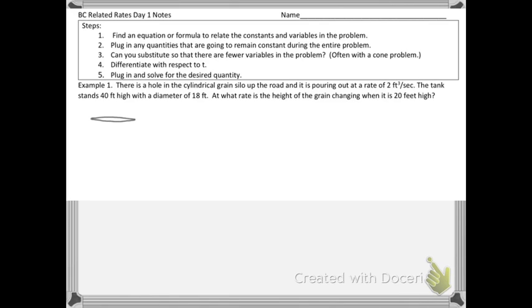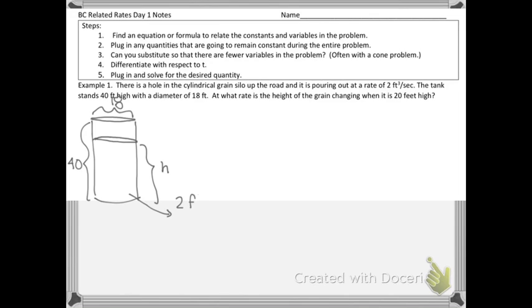So sketching our cylinder, the silo is 40 feet high. Its diameter is 18 feet. Inside the cylinder, there's a column of grain that's also a cylinder shape, and it has a height h. The grain is pouring out at 2 cubic feet per second.